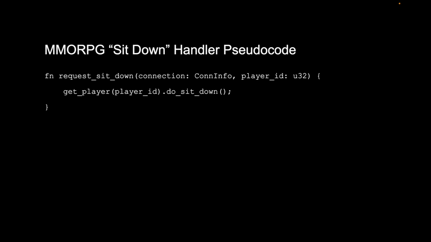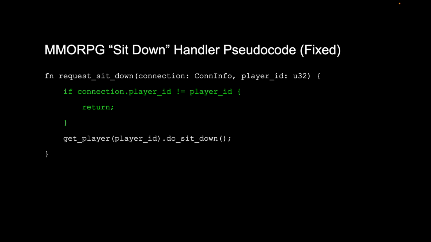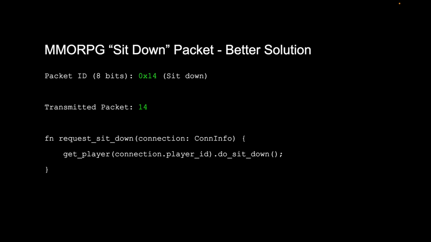In order to fix this, we need to check to make sure that the player ID corresponding to this connection is the same one that's specified in the packet. Now, you may be wondering, why can people even specify a player ID if it must be the one for their own player? That's a great question. A better solution here is to modify the packet so that it just contains the sit down byte. You basically say to the server, I want to sit down, and it says, I know who you are, let's do that. And you don't have the ability to refer to other players.